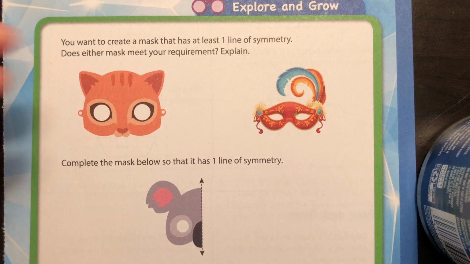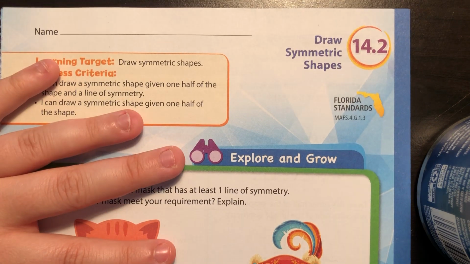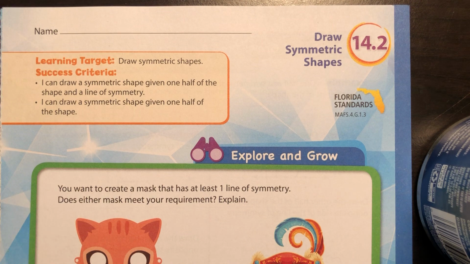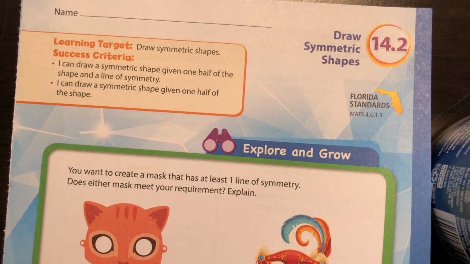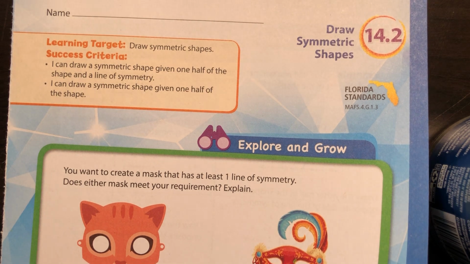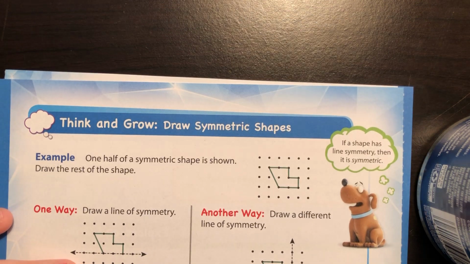Today for 4th grade, we will be doing the second lesson on chapter 14, which will be to draw symmetric shapes. Now that means that they're going to give us one half of a shape and we have to draw the other one to show symmetry, okay? So one half of a symmetric shape is shown. Draw the rest of the shape.